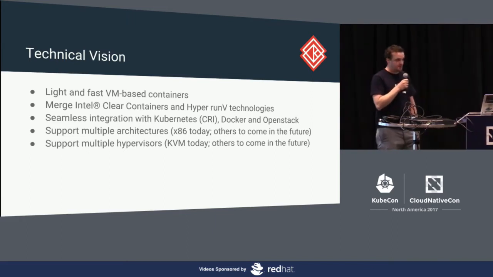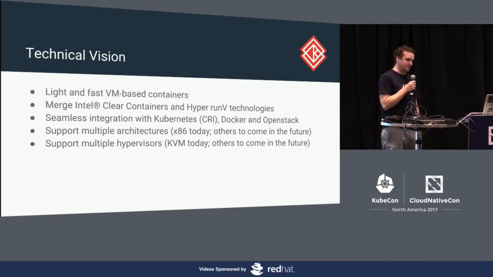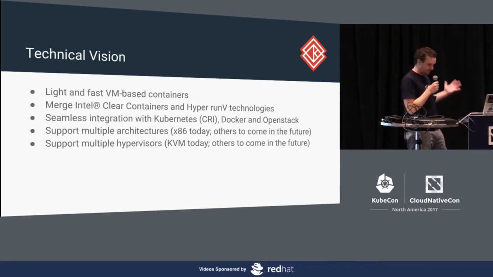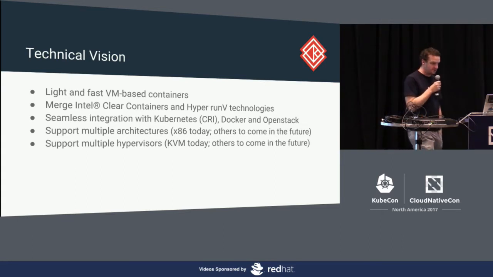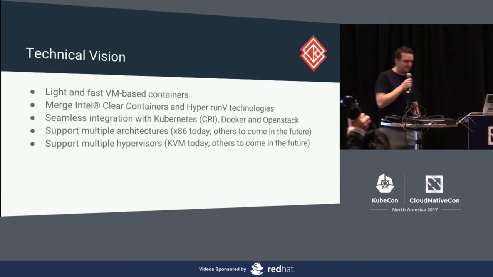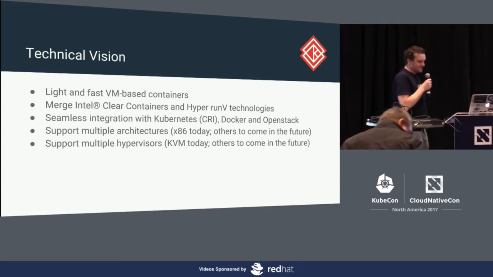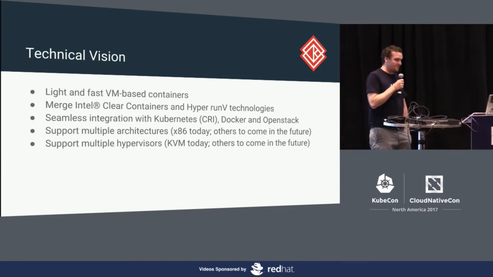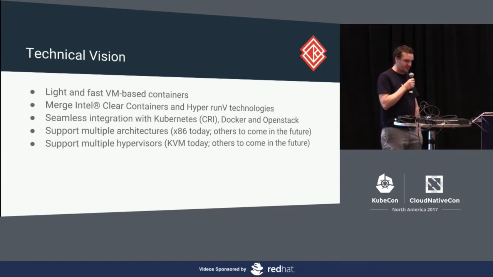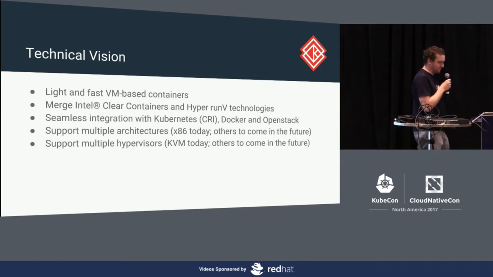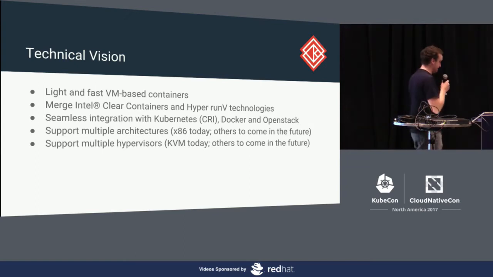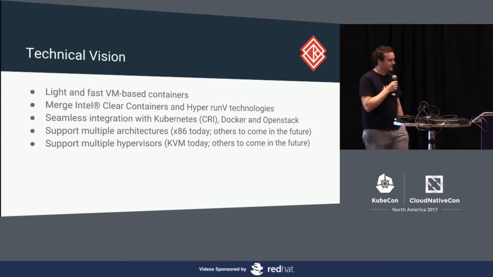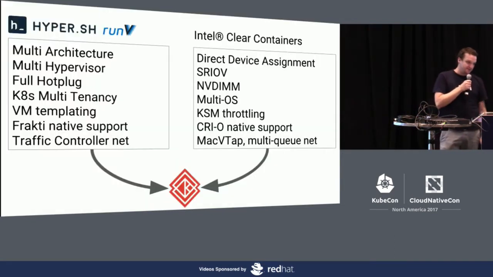We want to seamlessly integrate with Kubernetes. Today we do that with Clear Containers, and we also do that with runV, but the end goal obviously should be the same for Kubernetes. It's going to be multi-architecture compliant, so it's not only about x86. Today we support x86. runV supports more architectures, and the Kata Containers implementation will support more than x86. We will also support more than KVM. We want to support KVM, Xen, and well, that's pretty much it. So that's the technical vision.